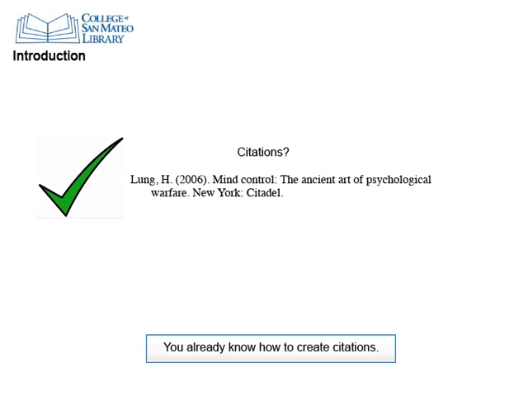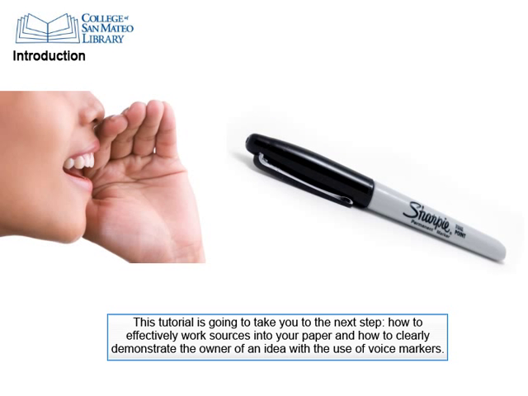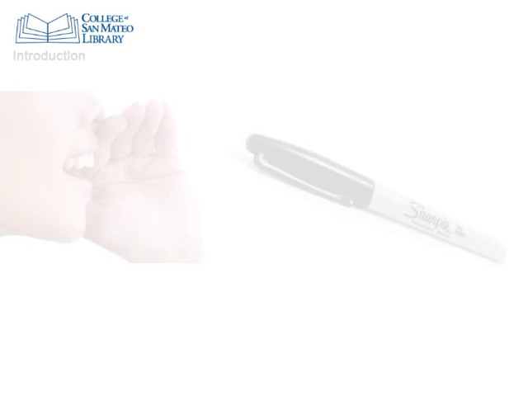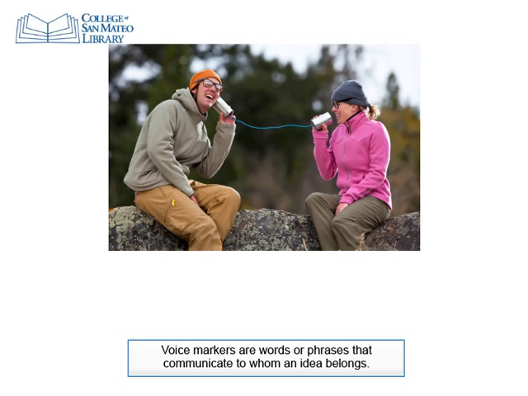You already know how to create citations. This tutorial is going to take you to the next step: how to effectively work sources into your paper and how to clearly demonstrate the owner of an idea with the use of voice markers. Voice markers are words or phrases that communicate to whom an idea belongs.